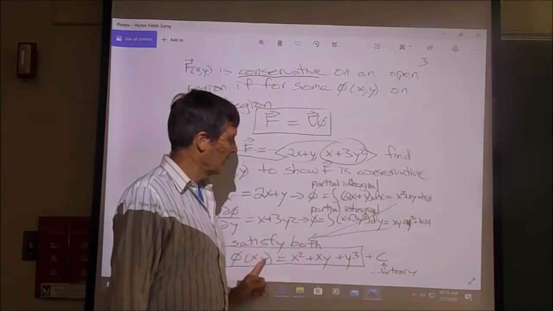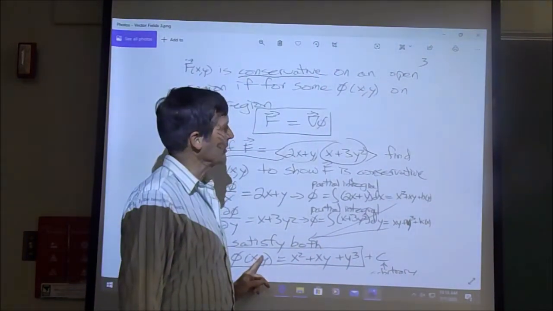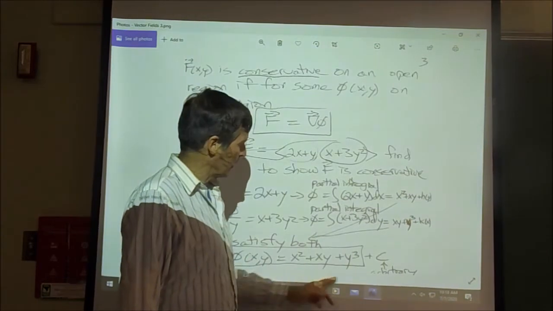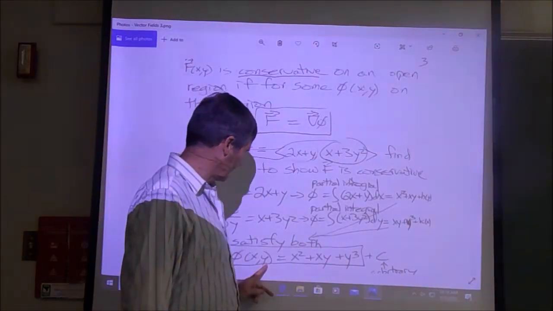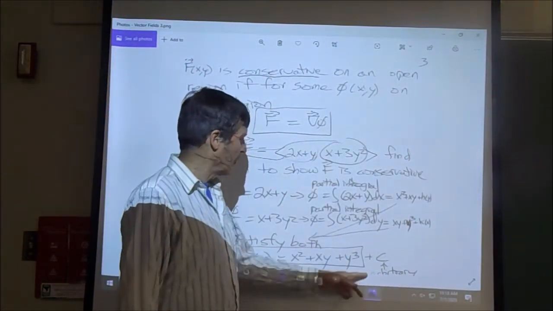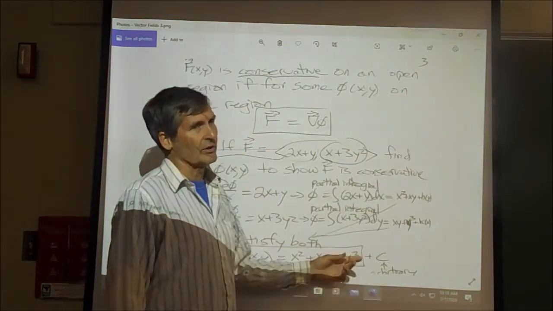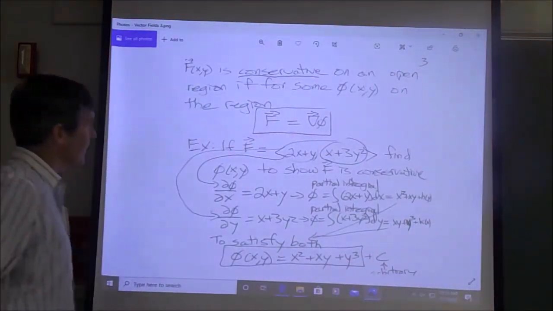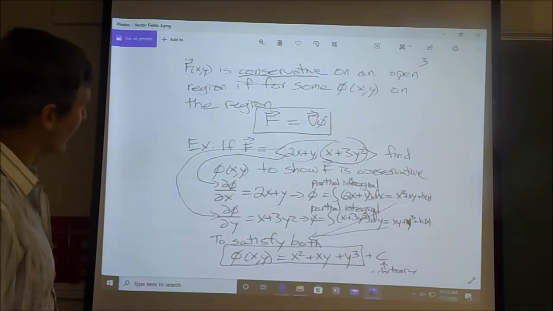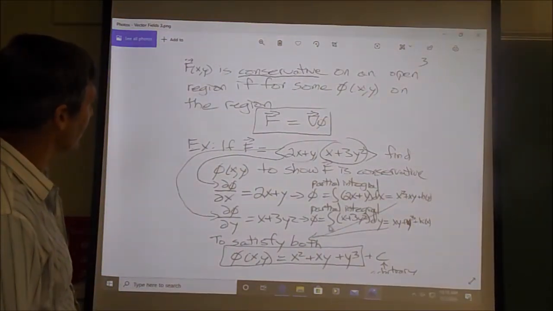We'll say whenever we come up with a conservative field, it's got an infinite number of potentials, but they're all equal to within a plus c also. So it's just following what you did in calculus 1. All potentials are now equal to within a plus c.